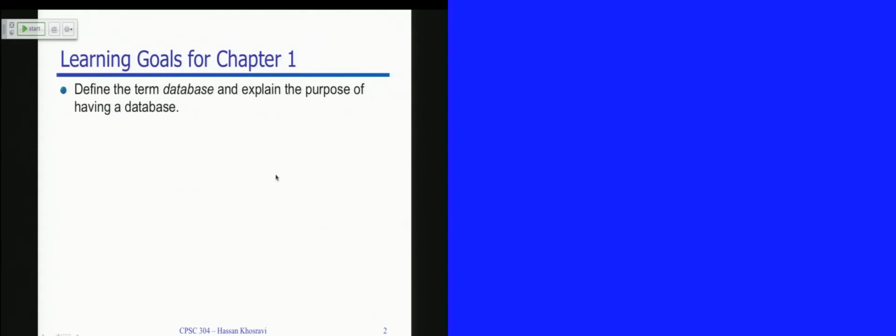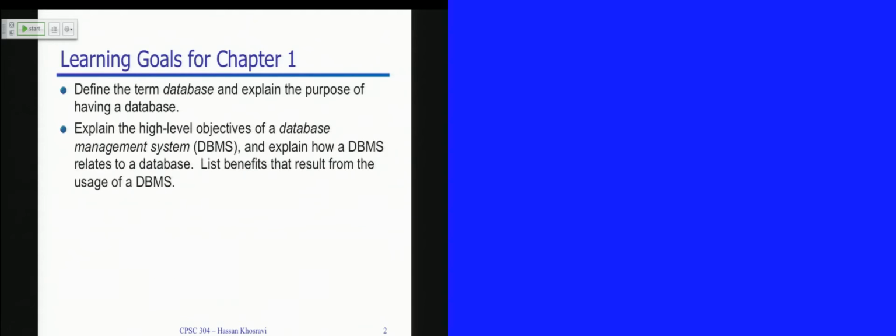Okay, so for the first chapter, it's going to be defining the term database and explaining the purpose of having databases, and also explaining high-level objectives of database management systems, DBMS, and explaining how a DBMS relates to a database. Okay, and also talking about benefits of a DBMS. So these are the things that are going to come for the first chapter.